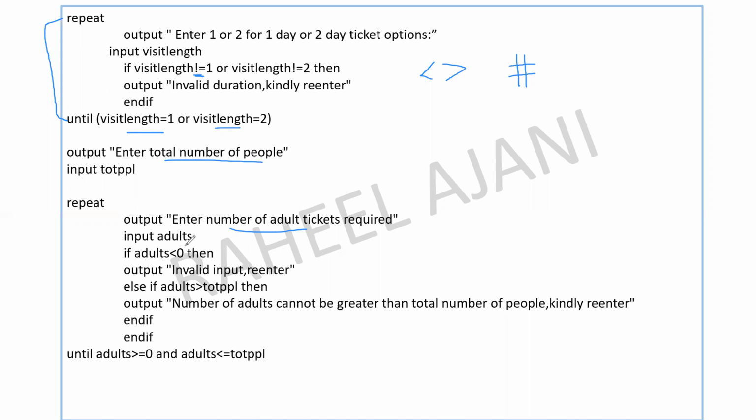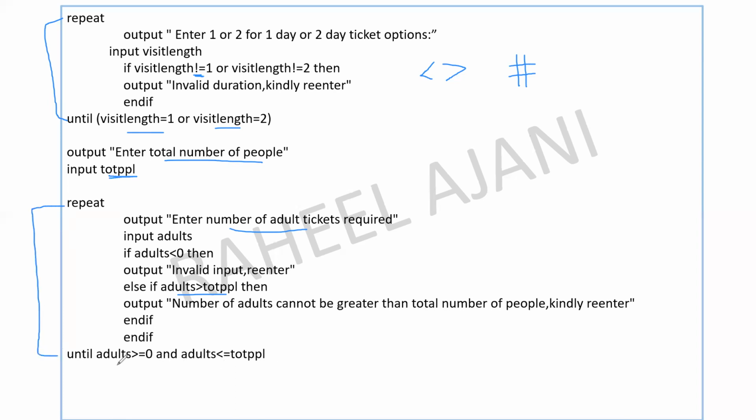Again, here you can do a validation check for adults. Like, I can't say I have a -4 number of adults entering the park. So adult count cannot be less than 0. If you enter a value less than 0, that's an error. Same way, your adult count cannot be greater than total people. Like if I say total people entering the park is 5 and adults are 25, that's invalid data. So number of adults cannot be greater than total number of people. Again, you will be asked to re-enter, and the process continues till you enter valid data. Again, repeat until loop will take care of that part.